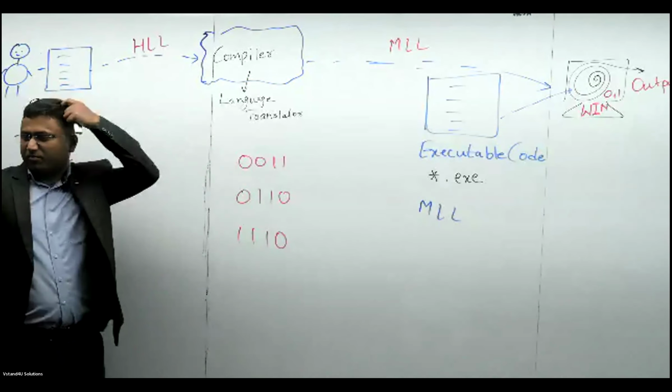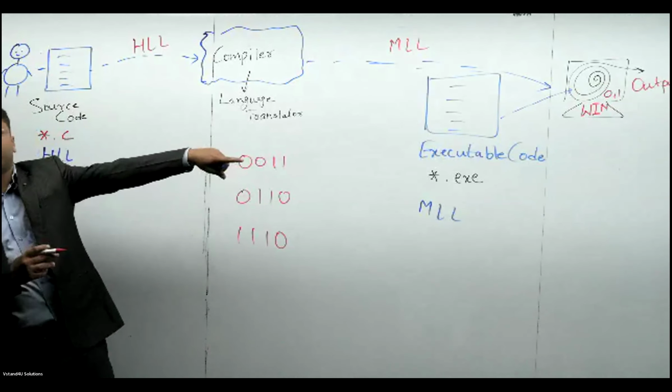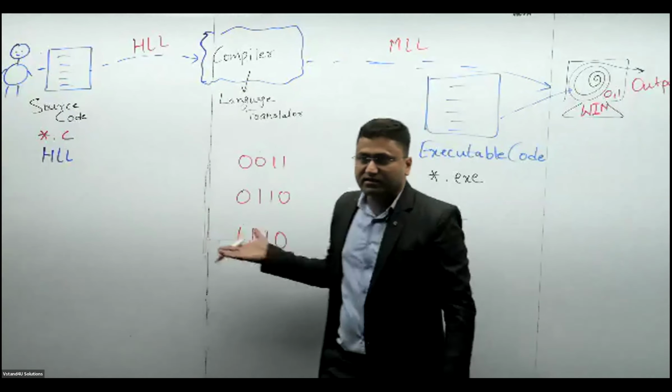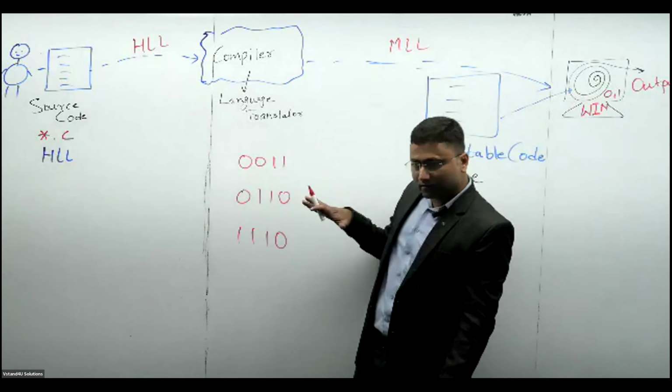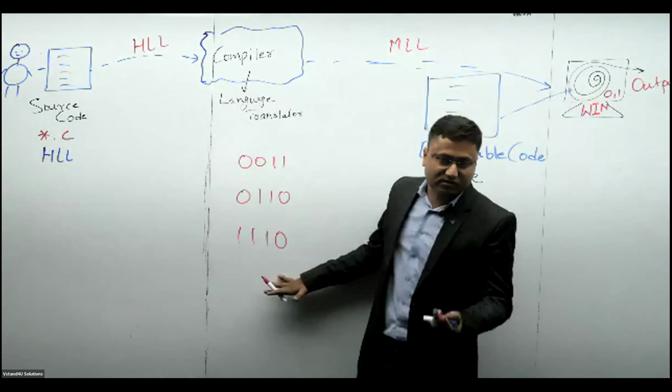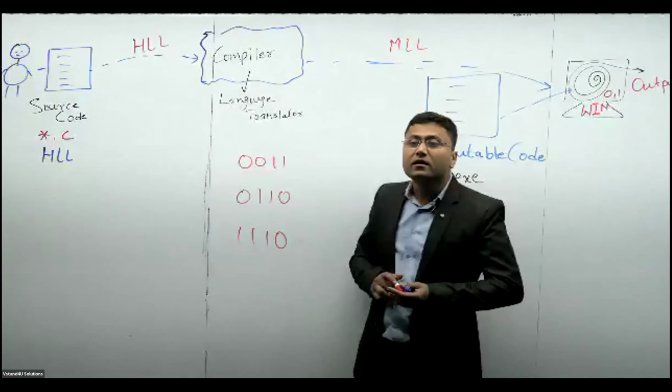Arey, this is so complicated. Who will remember which operating system feeds the number which way? Ultimately, 0 and 1 are there. Agree? Windows understands this way, Linux understands this way, Mac understands this way. Some miscommunication is there, some gap is there. Agree?